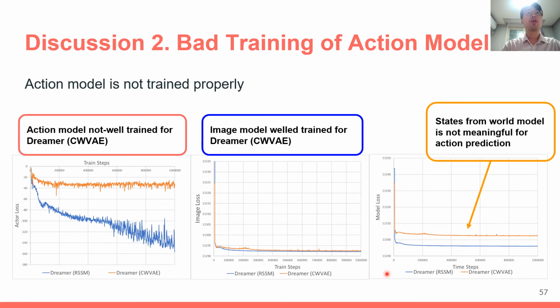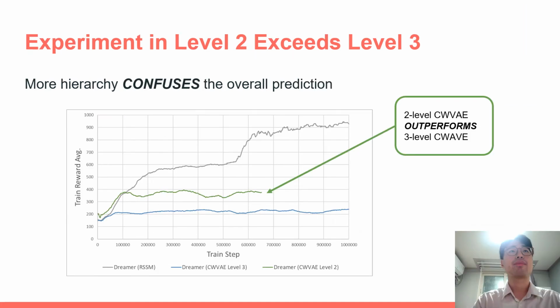In addition, the plot of our world model on the right shows higher loss compared to the original Dreamer. We conjecture that this is because the state of the world model is good for reconstructing images, but bad at giving meaningful information to the action model, which leads to the bad training.